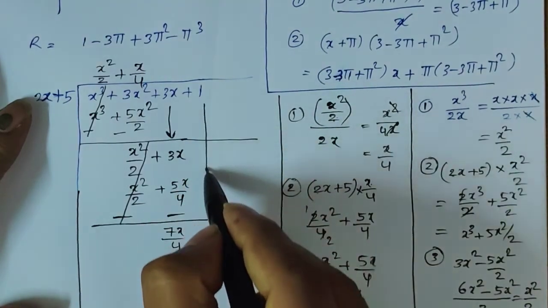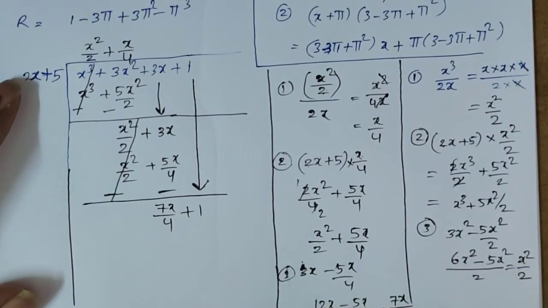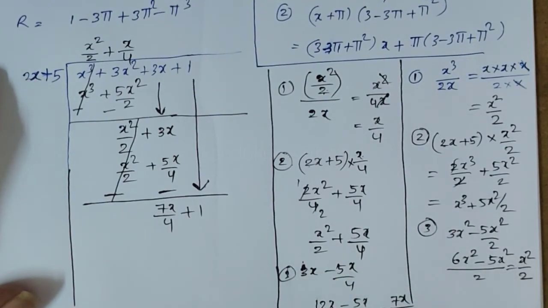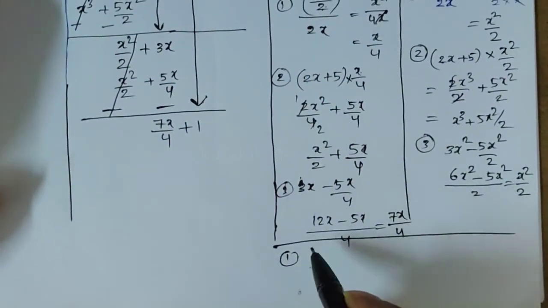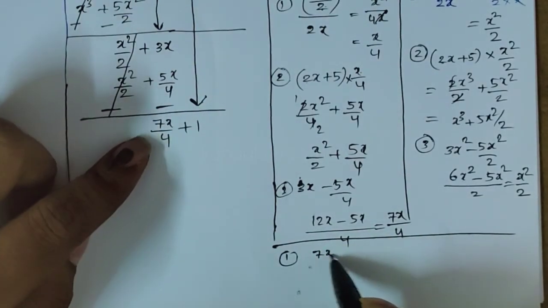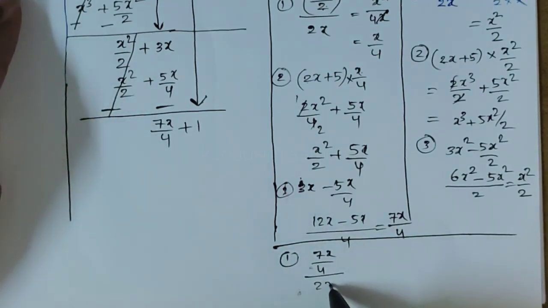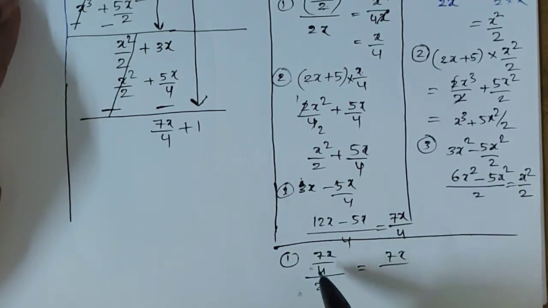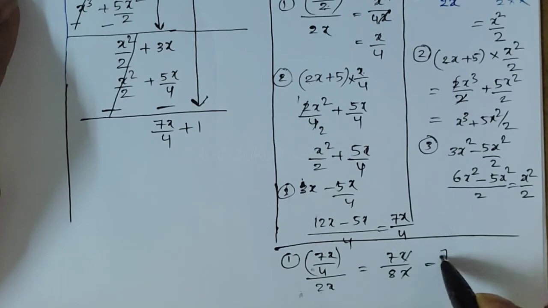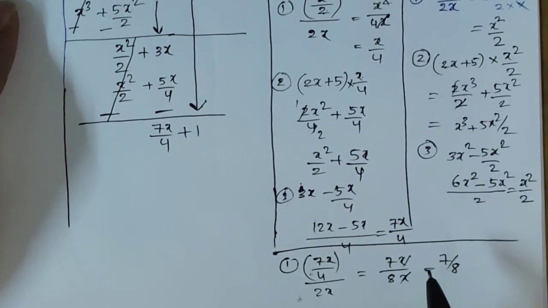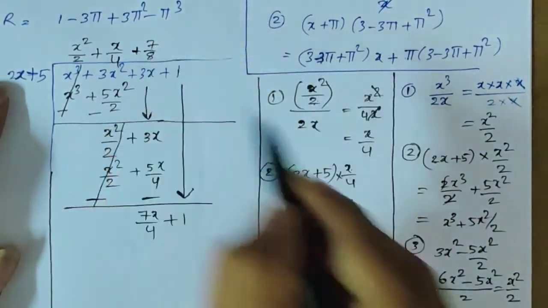And this time you need to bring down plus 1 here. So again you have to follow the steps. What is the first term here in the dividend? 7x by 4, right? It should be divided by 2x, so that equals 7x by 8x, since these two terms are multiplied. So x gets cancelled, and you got 7 by 8. 7 by 8 is the quotient term, so write it in the quotient area.